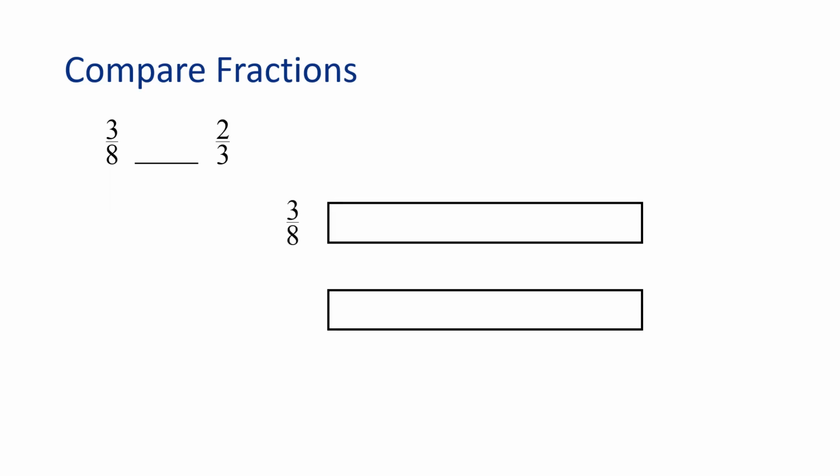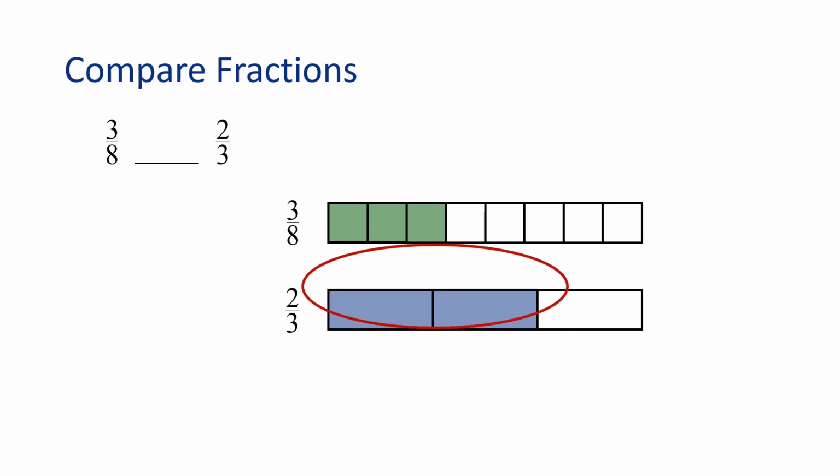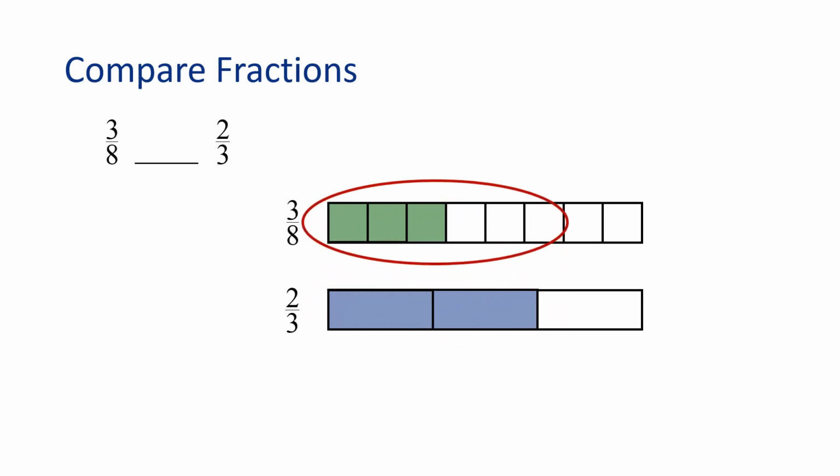The first rectangle will represent 3/8 by dividing the rectangle into 8 equal parts and then shading 3 of those parts. The second rectangle will represent 2/3. Divide this into 3 equal parts and shade 2 of the 3 parts. Which model has a greater shaded region? That's right. 2/3 has a greater shaded region than the shaded region for 3/8.